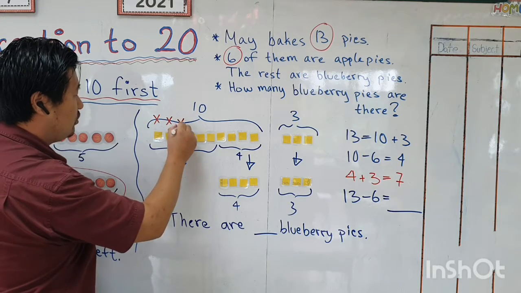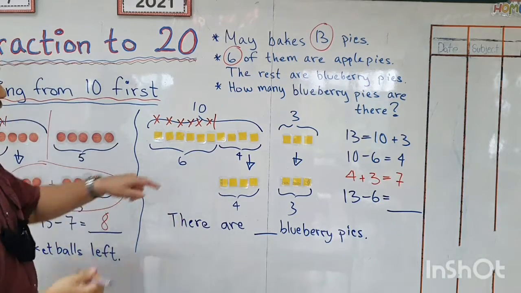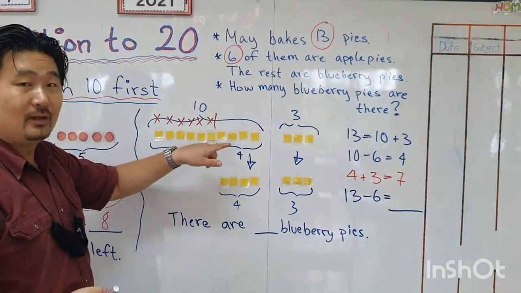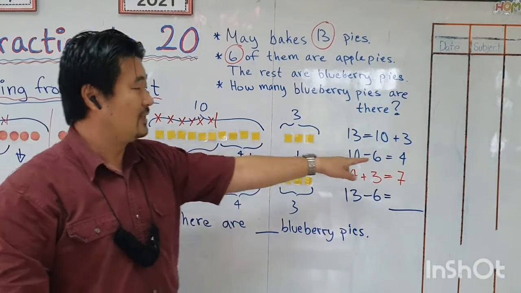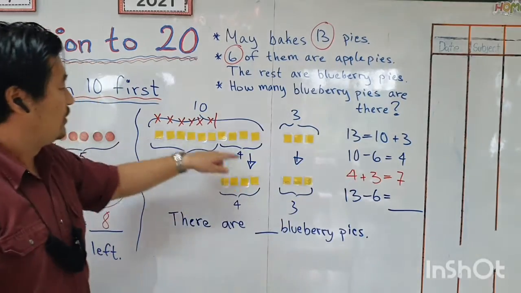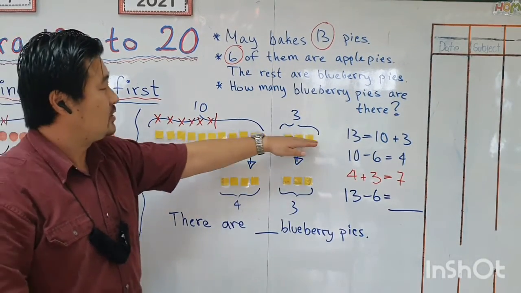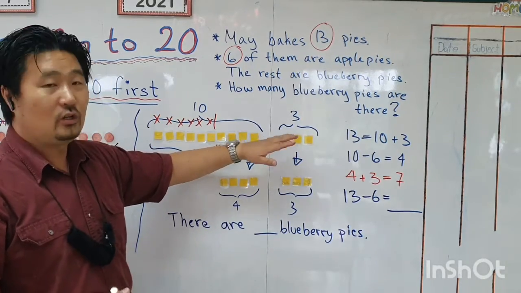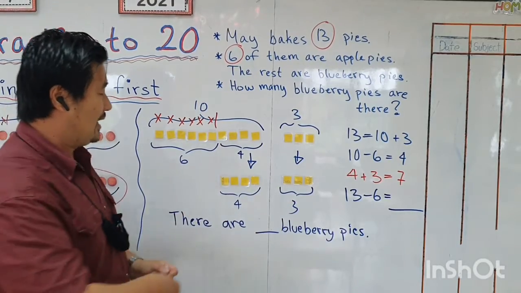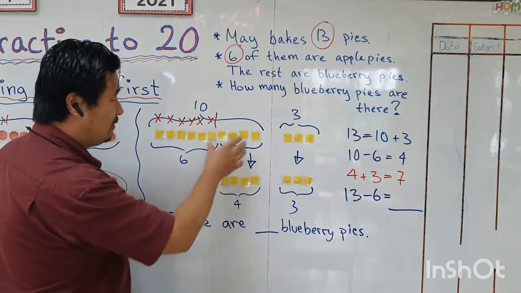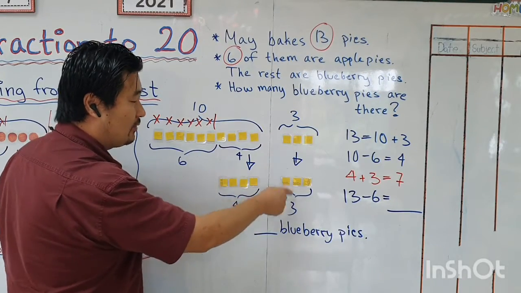1, 2, 3, 4, 5, 6. So now we have deducted 6. And how many do we have left? 1, 2, 3, 4. Yes, we have 4 left. So these 4 we move down. And these 3, the ones here, we did not do anything with, so we move them down as well. So how many do we have left? From the tens, we have 4 left. And from the ones, we have 3 left.